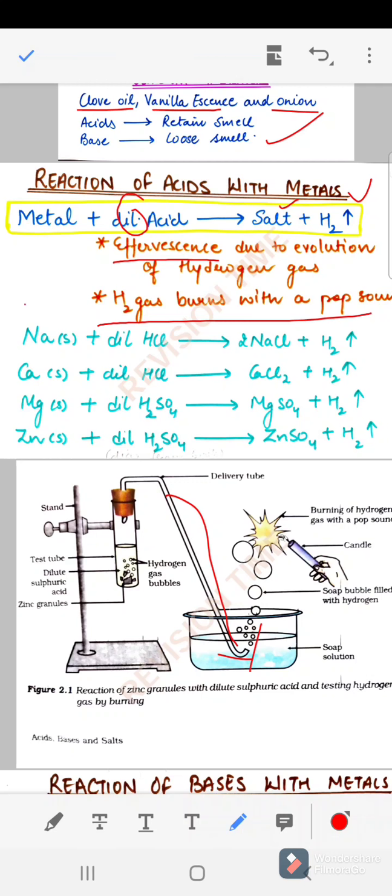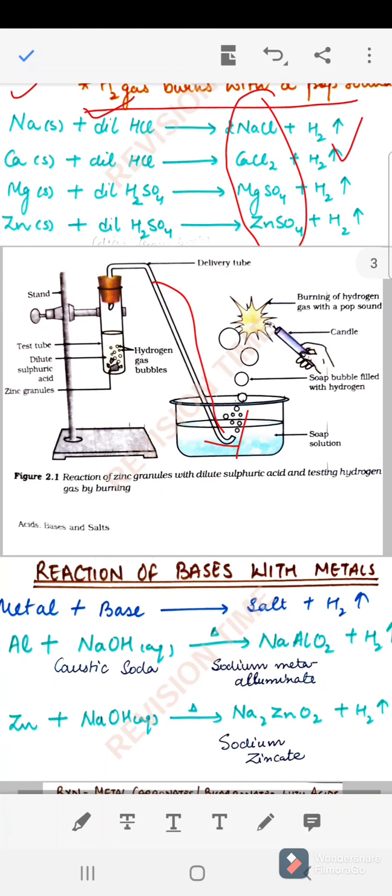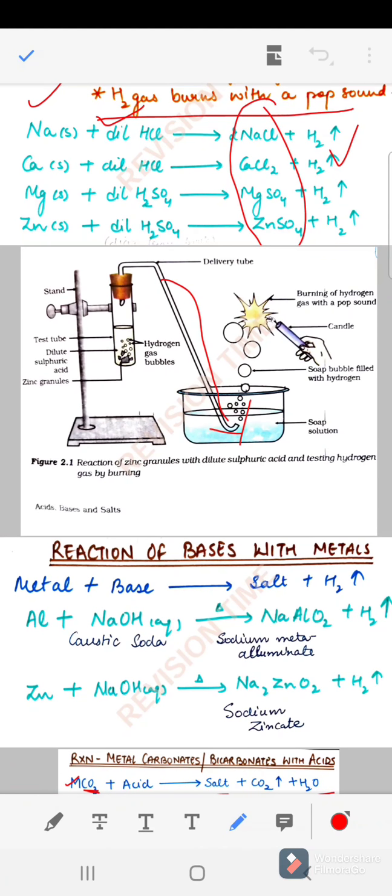So we have these metals reacting with dilute acids and forming these salts, and there is evolution of hydrogen gas. We have this setup here to see the popping of the hydrogen gas. This is done in the laboratories only. We have this stand here, and in this test tube we have zinc granules, and when we add sulfuric acid to it, there will be the evolution of hydrogen gas. This hydrogen gas from the delivery tube will reach this beaker.